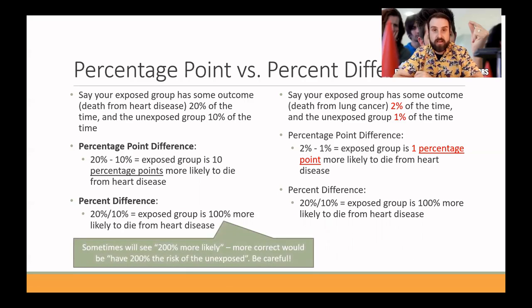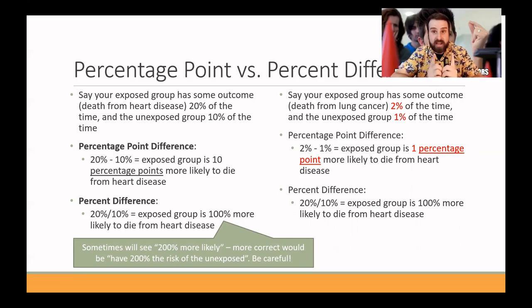Although sometimes you'll see people write something like 200% more likely to mean doubling, but actually 200% above and beyond the baseline risk in the unexposed, in my opinion, implies tripling, because you're going from 100% to 300% risk. So I like to use slightly more cumbersome but clearer phrasing: the exposed will have 200% of the risk of the unexposed. So just be careful with that.